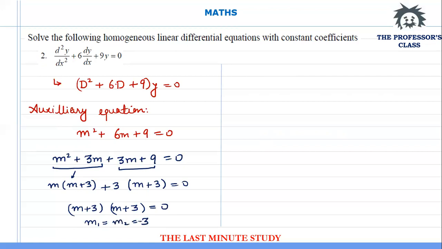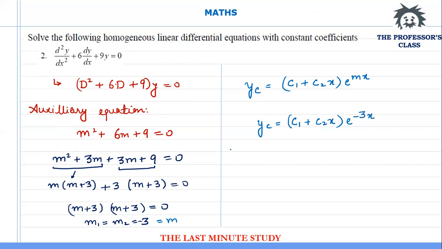Now this is a special case where the value of m1 is equal to the value of m2, that is minus 3. So for such an equation, the final solution of this homogeneous linear differential equation is given as y of c is equal to c1 plus c2 times x, multiplied by e raised to the power mx. Since the values of m1 and m2 are equal, I'm going to write it as m. So substituting the values over here, I'll get c1 plus c2 times x multiplied by e raised to the power minus 3x. This is going to be my final answer.